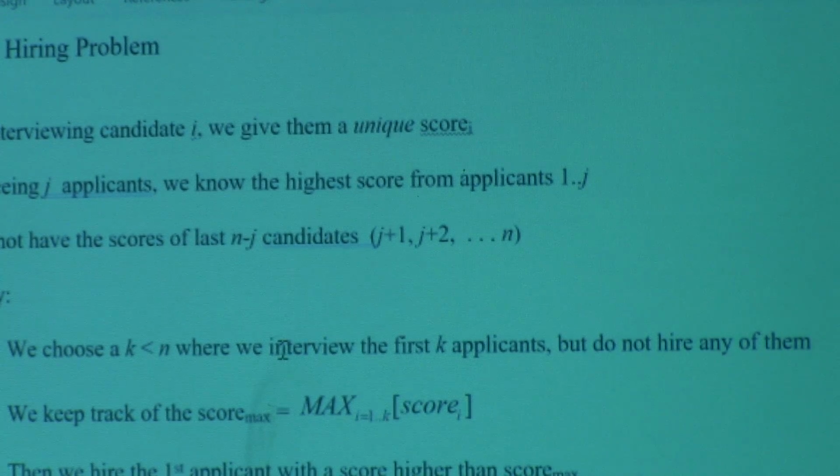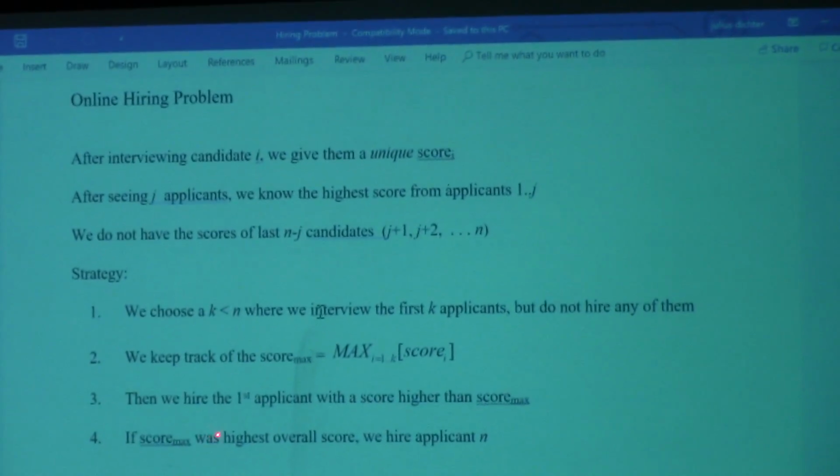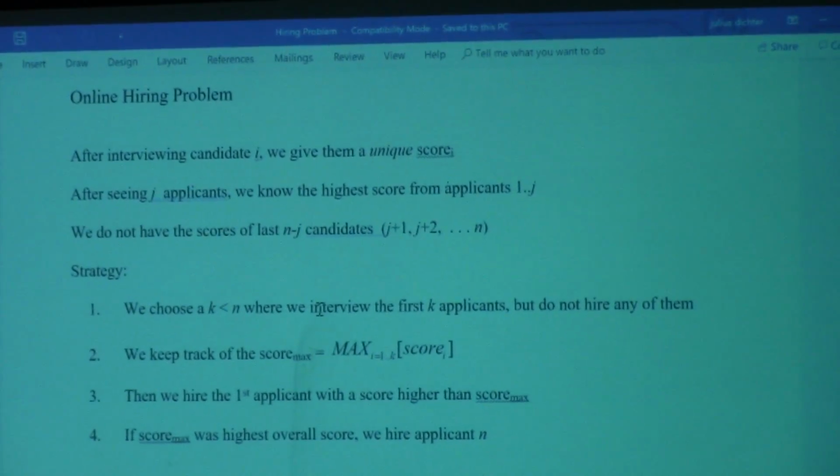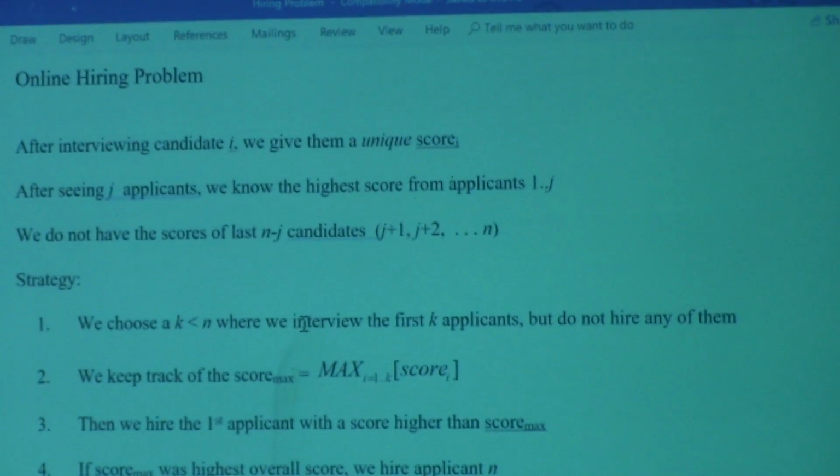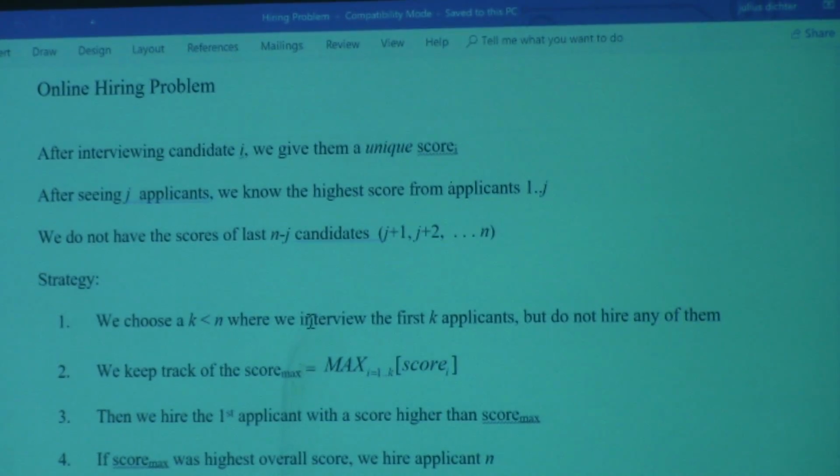If score max was the highest overall, we hire applicant n. That's a very interesting situation right there. Number 4 is the most interesting one. Do you understand the fourth criterion? What does it mean, the last one? Do you understand that? If score max was the highest overall score, we hire applicant n.